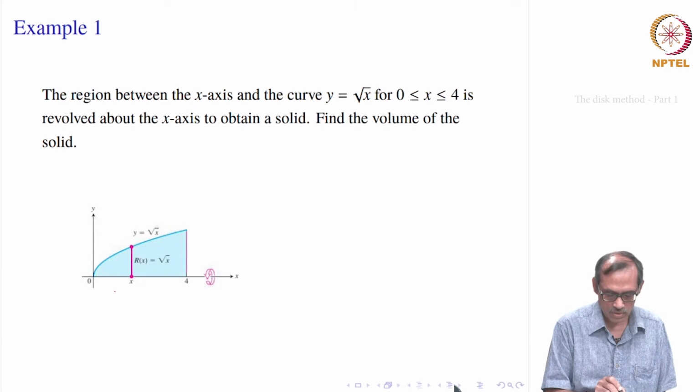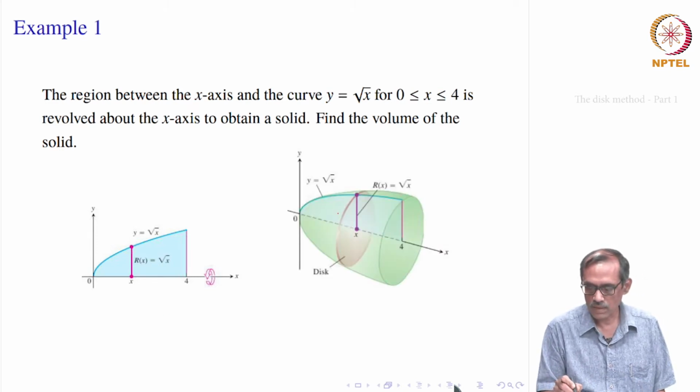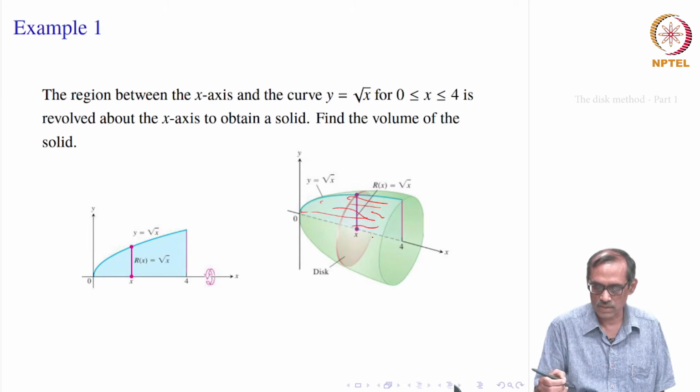So, this is how it looks. You have y equal to square root of x, which is the blue one here, and then any x lies between 0 and 4. So, you get some solid here. That solid is obtained by revolving this curve, in fact this region, about the x axis. This is the region. That region is revolved around the x axis to get this particular solid.